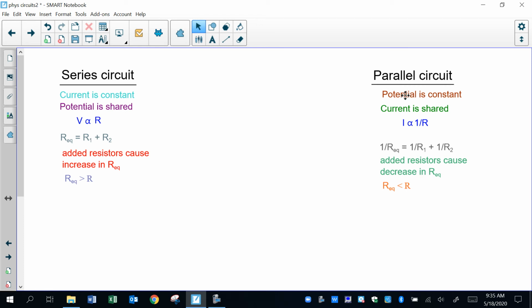Potential is constant. We said that every branch has to have the same voltage. Current is split up and shared. We already said that. I is proportional to 1 over R. So we did all that already. Previous slide. This is our equation. 1 over the total equals 1 over R1 plus 1 over R2. So the reciprocal of the total is equal to the sum of the reciprocals.